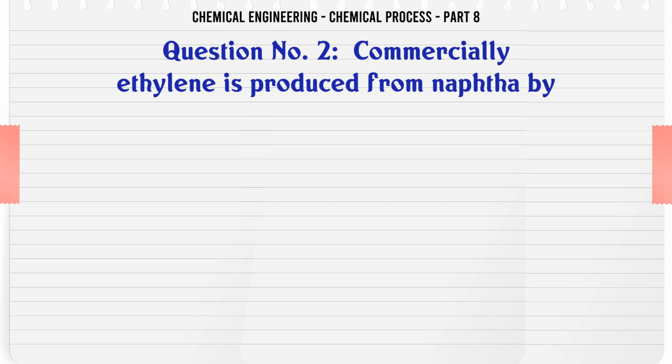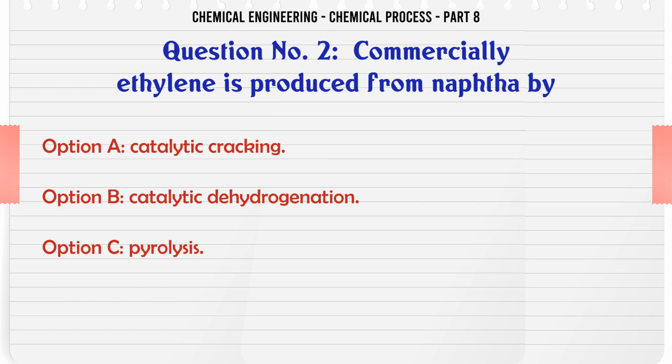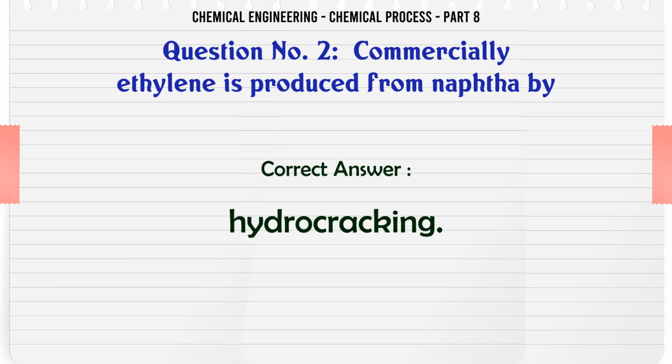Commercially, ethylene is produced from naphtha by A. catalytic cracking, B. catalytic dehydrogenation, C. pyrolysis, D. hydrocracking. The correct answer is hydrocracking.